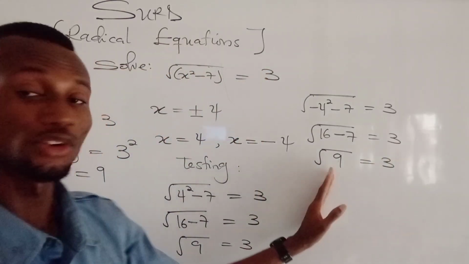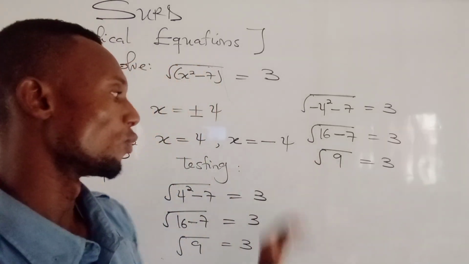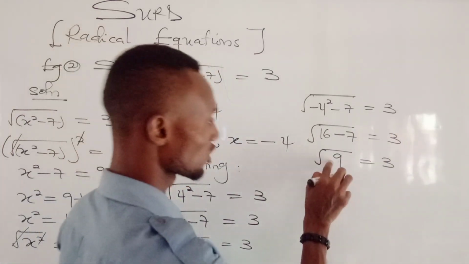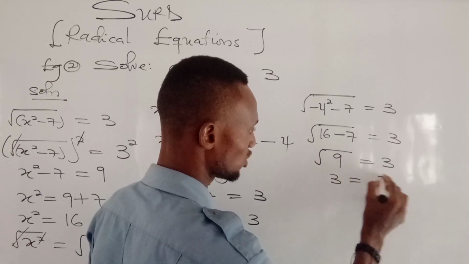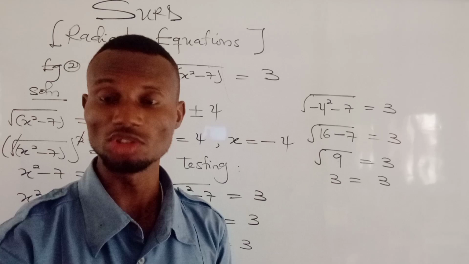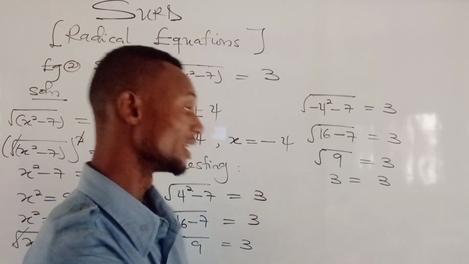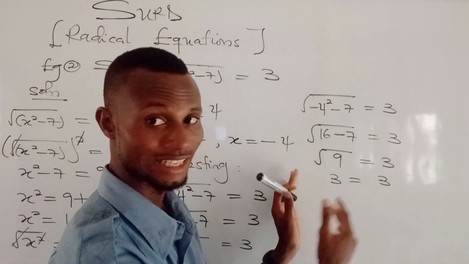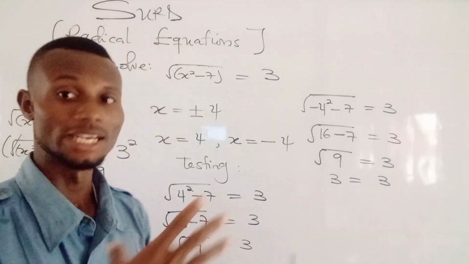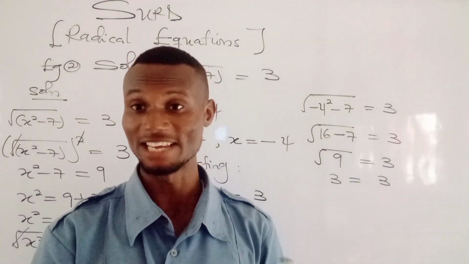You can see that the square root of 9 is 3, which is equal to the 3 which is here. We can see that the left hand side is equal to the right hand side, because the square root of 9 gives 3, which is equal to this 3. So it means negative 4 also is a solution to the given equation, because we've tested it and it satisfied the equation. The value at the left hand side is the same as the value at the right hand side, as we did with this one.